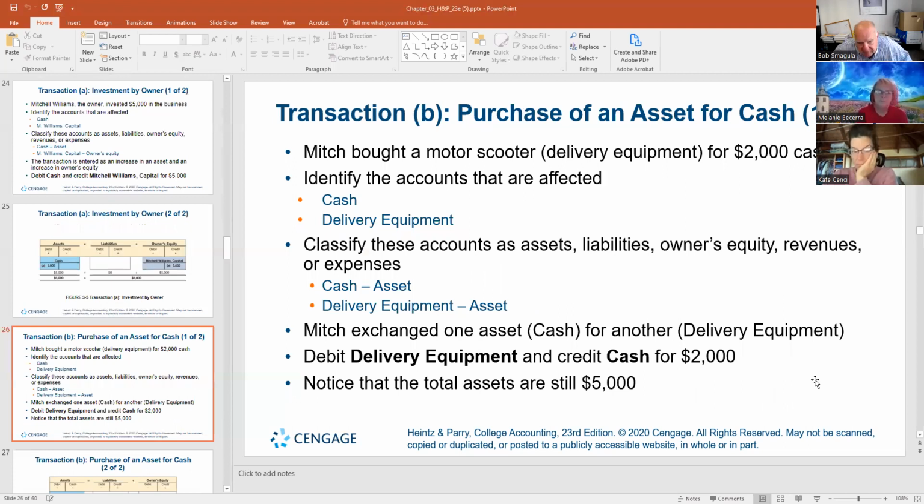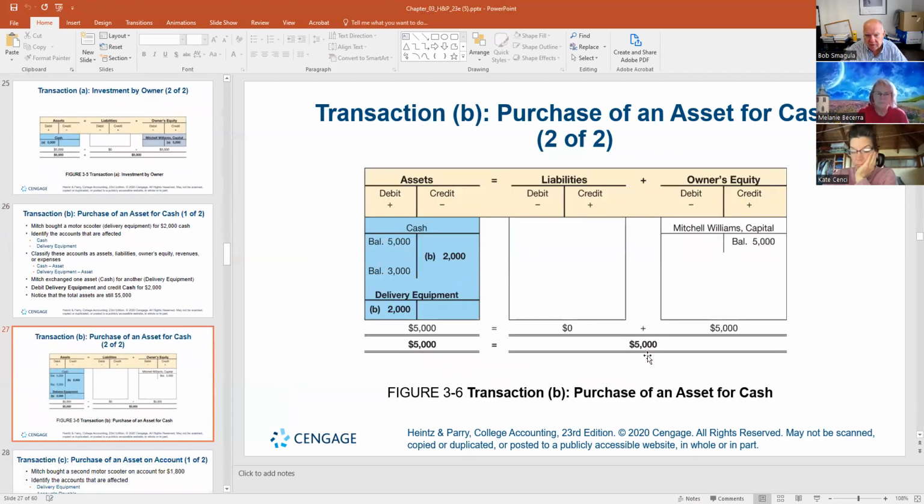Purchased an asset for cash. Here, we're just exchanging one asset for another. So one asset goes up, one goes down. So the one that goes up, we're going to debit. We're going to debit delivery equipment because that's what we just purchased. And we're going to credit cash for 2,000. And here it is here. Cash goes down 2,000 because we credited it and we debited delivery equipment.